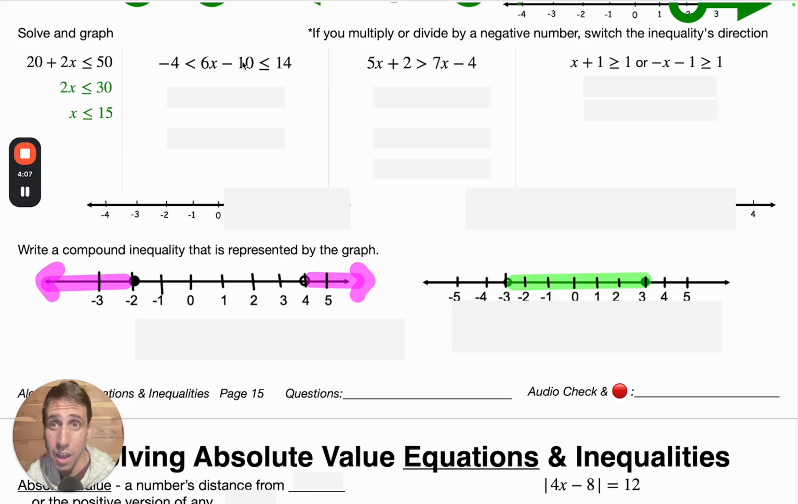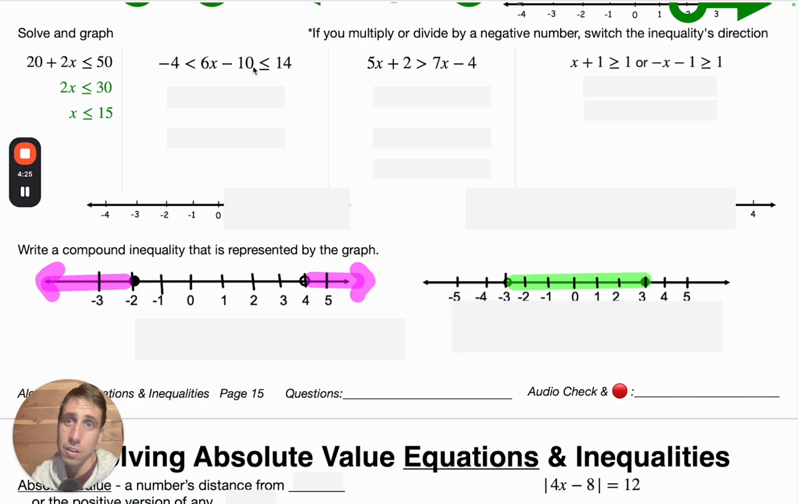Here, in this compound inequality, check this out, there are 3 different parts. There's a left side and a right side, but here there's a left side, a center, and a right side. So what you do to one side or one part, you have to do to all the others as well. So it looks like this.